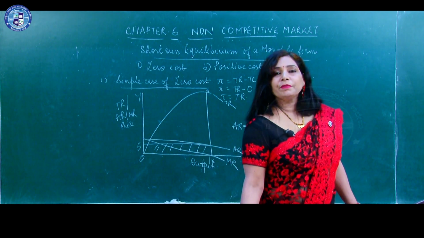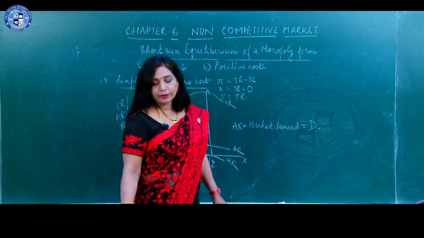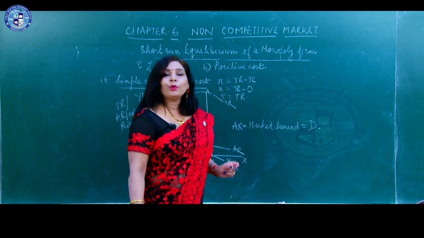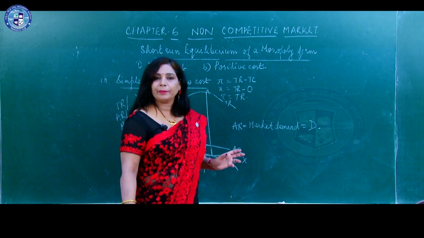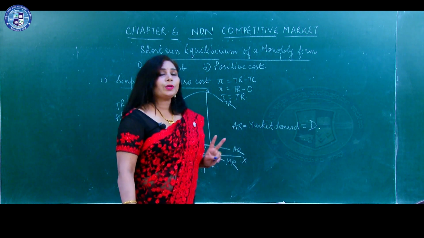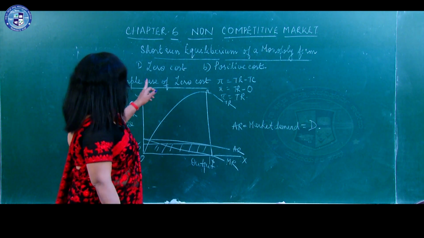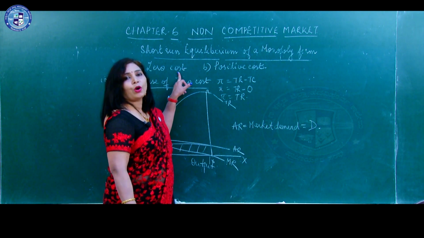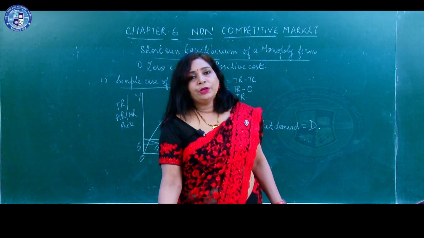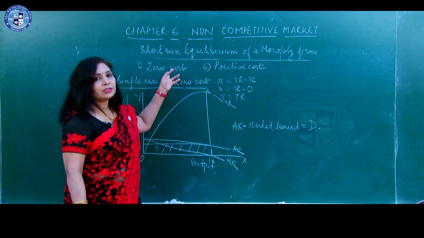The next concept which we are going to learn is about the short run equilibrium of a monopoly firm. So, where does this monopoly firm get an equilibrium? Where is the point of equilibrium for this monopoly firm? There are two cases which we can study in this concept. So, which are those two cases? The first case is the zero cost case, and the second case is the positive cost case.